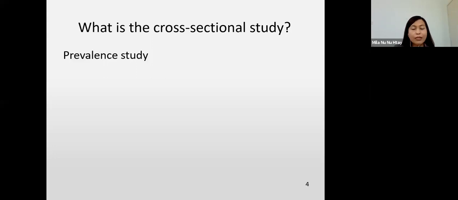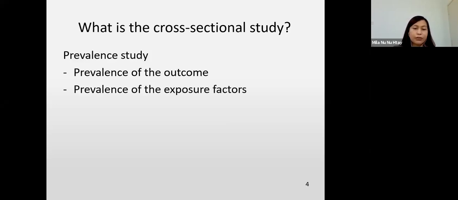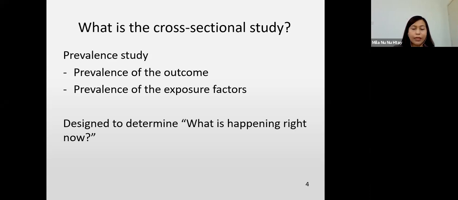So what is prevalence? If you would like to investigate the prevalence of an outcome, any condition, for example, the prevalence of diabetes in a defined population, then we can use the cross-sectional survey. Or otherwise, if we would like to identify the prevalence of an exposure factor, then we can still use the cross-sectional study. So the aim of the cross-sectional study is to determine what is happening right now in the defined community. So we would like to find out the prevalence.